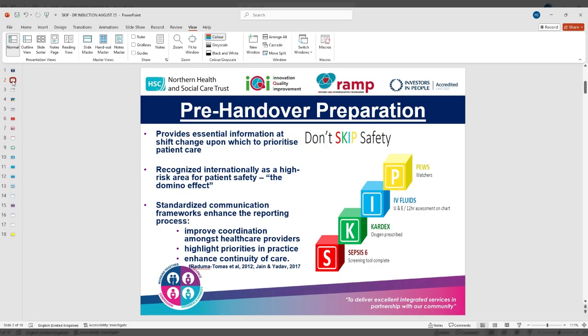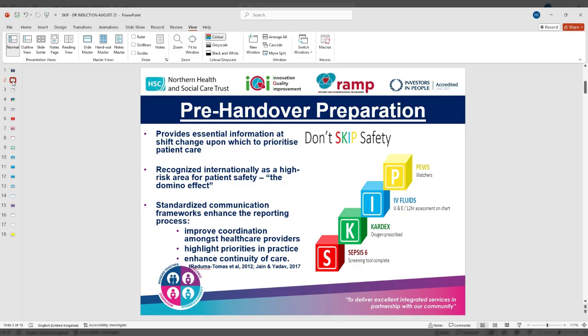Pre-handover preparation provides essential information at shift change upon which to prioritise patient care. It's been recognised internationally as a high-risk area for patient safety, with omissions in communication at this stage representing a domino effect and leading to admissions in practice. Standardised communication frameworks have been found to enhance the reporting process further, improving coordination amongst healthcare providers, highlighting priorities in practice, and enhancing continuity in care.